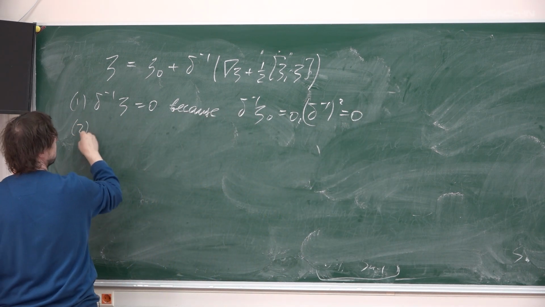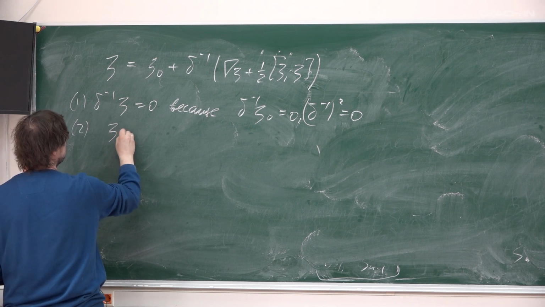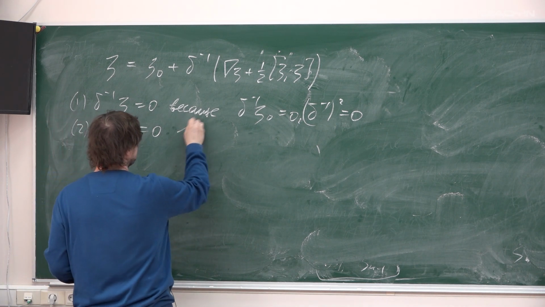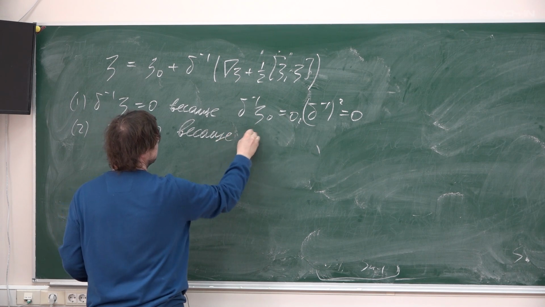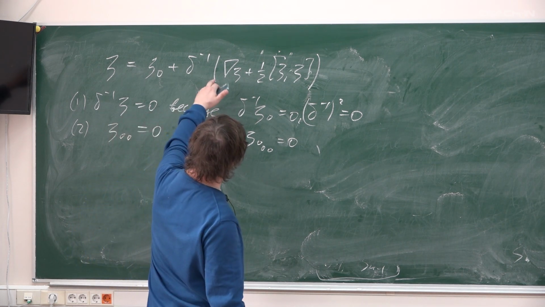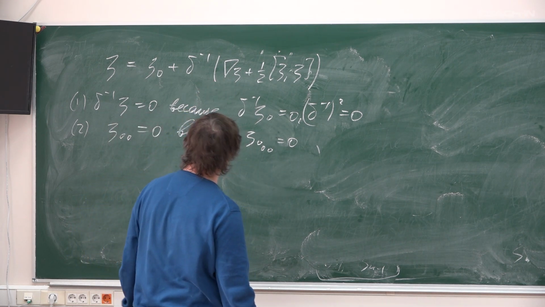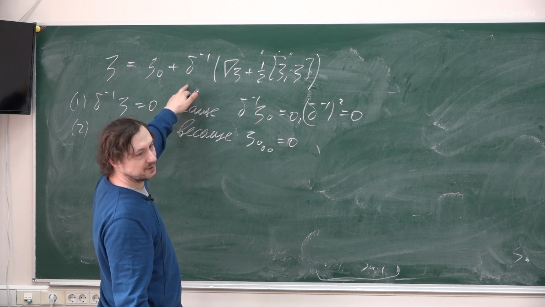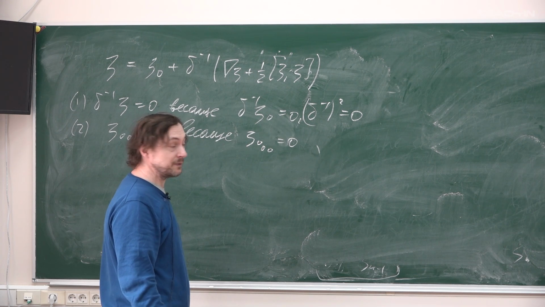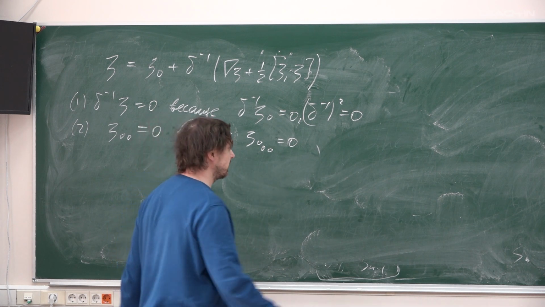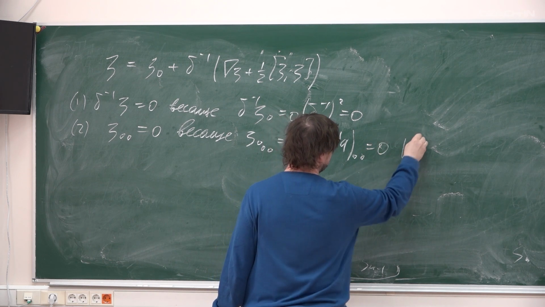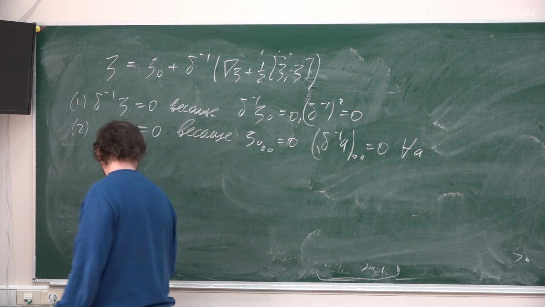Second, zeta 0, 0 is also equal to 0, and that's because zeta 0 has this property. But also the correction to the second term of this equation begins with delta minus first. And delta minus first takes values in the space of elements which verifies this condition. I mean, delta minus first of A, 0, 0 is always equal to 0 for all A. That's just a definition of delta minus first for you.